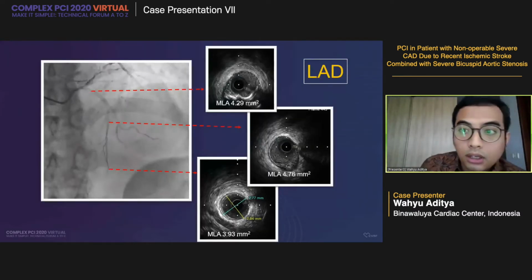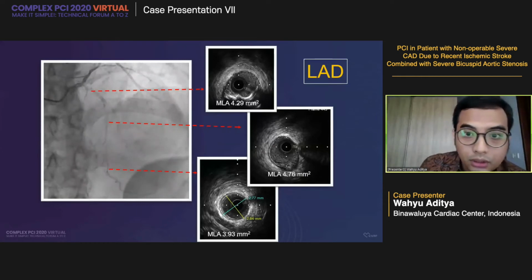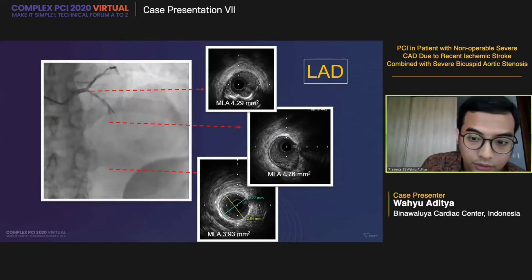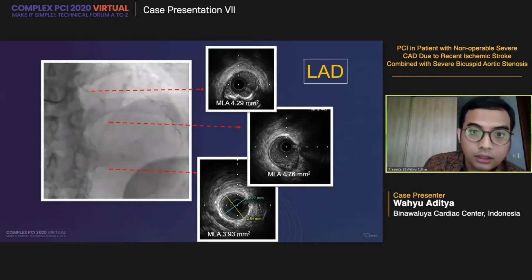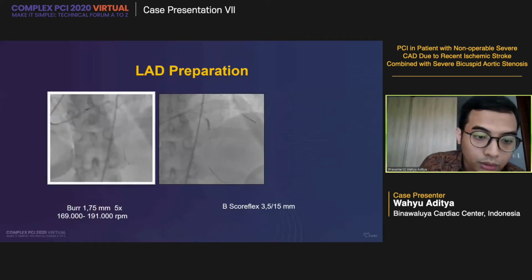This is IVUS in the LAD. The proximal MLD is 4.2, the mid part is 4.7, and the distal is 3.9. This is LAD preparation. We use Rotablator with burr 1.75.